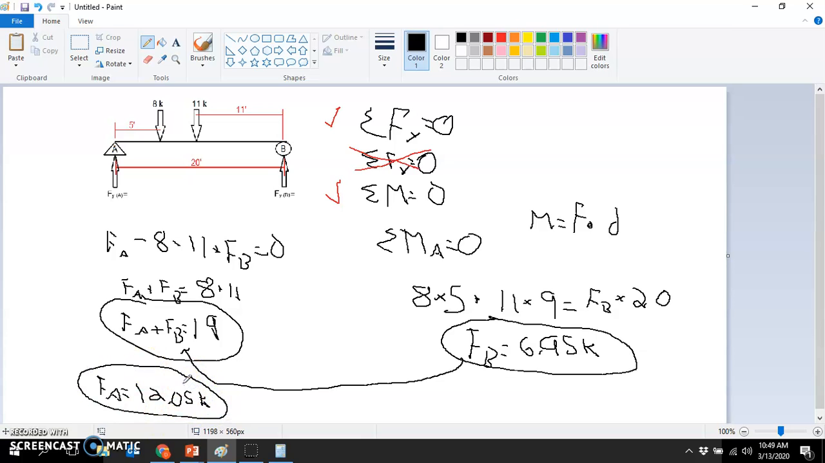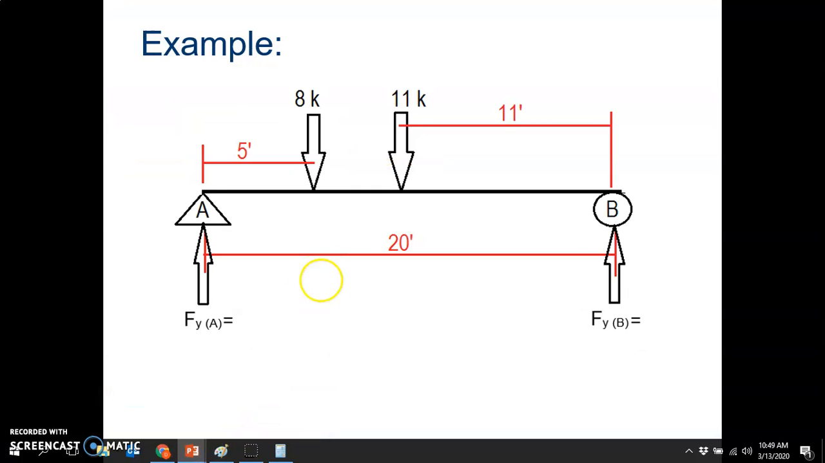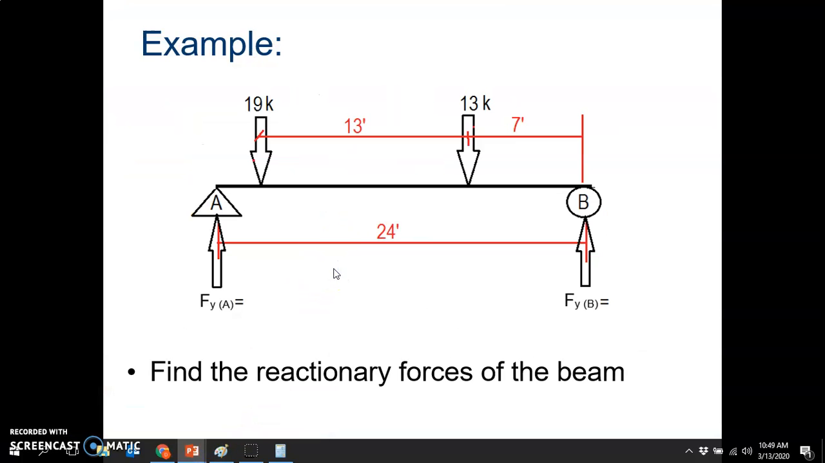And now let's analyze this for a second. We know we have 8 kips and 11 kips pushing down, which would be 19 total kips. So if I add these two together, I'll get 19 kips. Also, you can see that this is loaded closer to A than B, so it also makes logical sense that F of A would be larger than F of B. It's kind of a way to help you self-check yourself. And that's example 1.